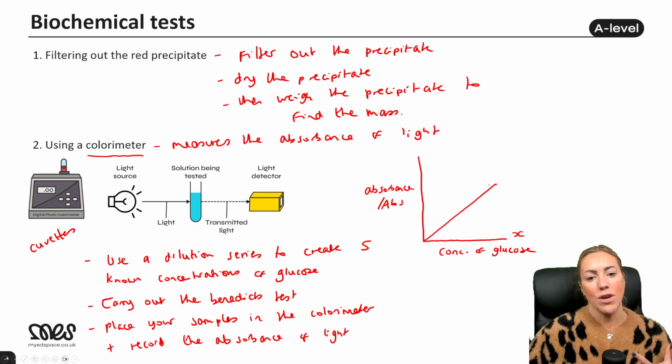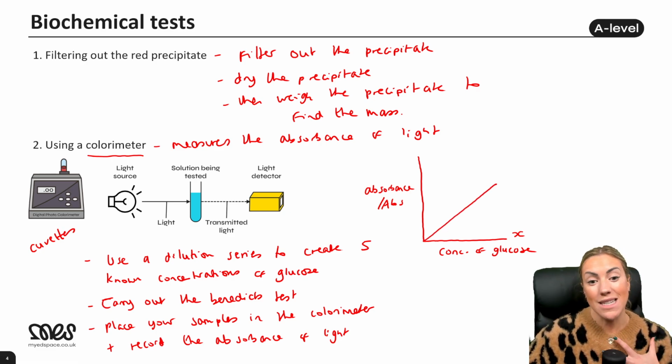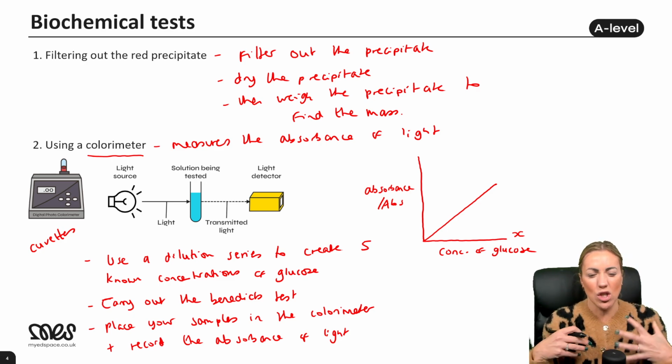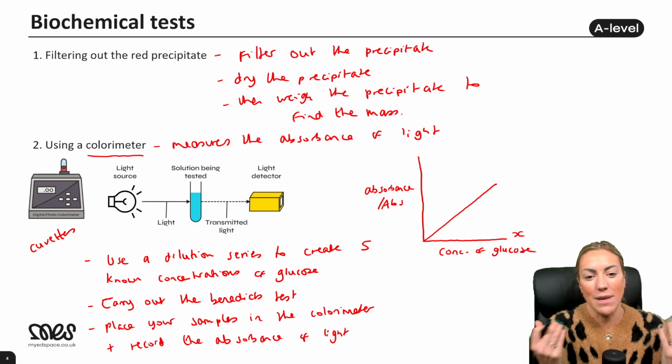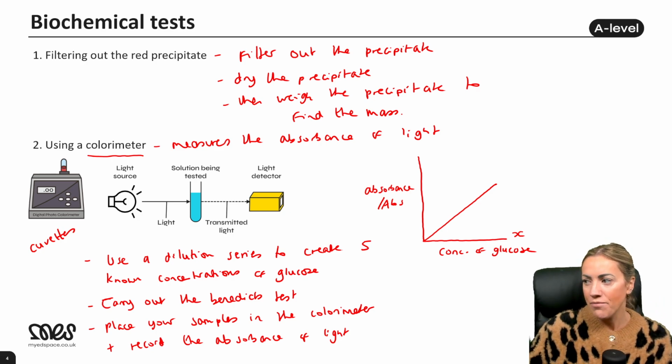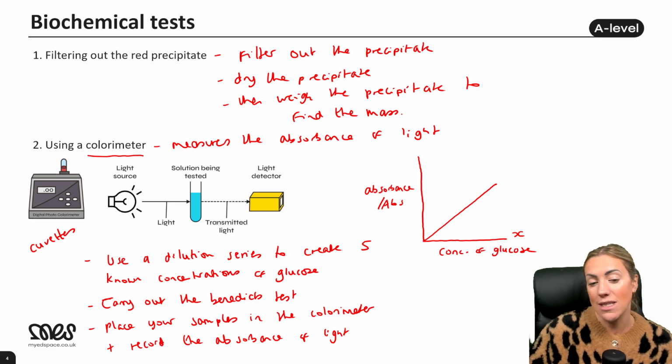So as the concentration of glucose is increasing, obviously you're going to get more red precipitate forming in the solution. And the more red precipitate or red solid is in that solution, the greater the absorbance of light. Because if you've got more solid precipitate in there, it's blocking the light from getting through, or more light is being absorbed. So that would be your calibration curve. You do need to understand what that is and even how to plot it. So the concentration of the solution on the x-axis and then the absorbance, which you've measured with the colorimeter, on the y-axis. You can then use this graph to find the concentration of an unknown solution.